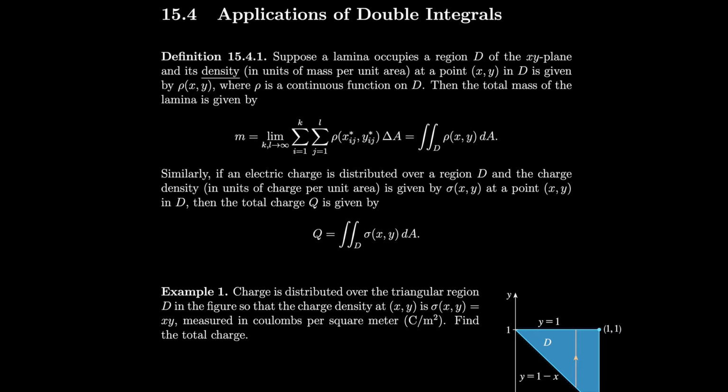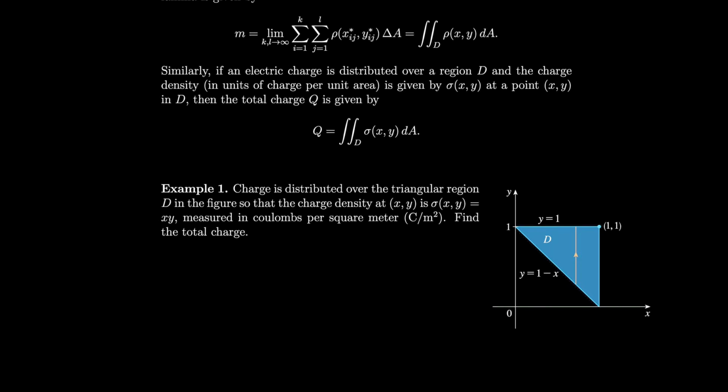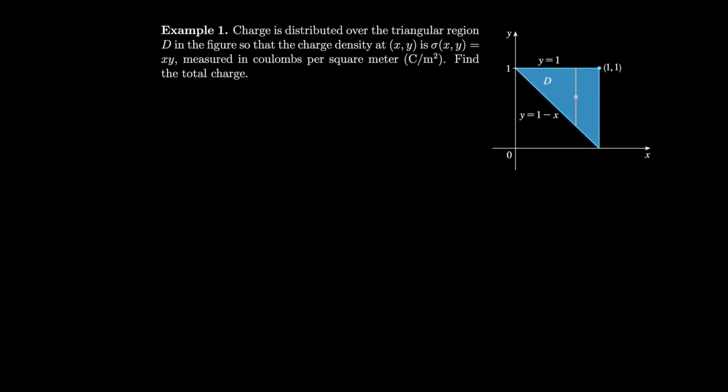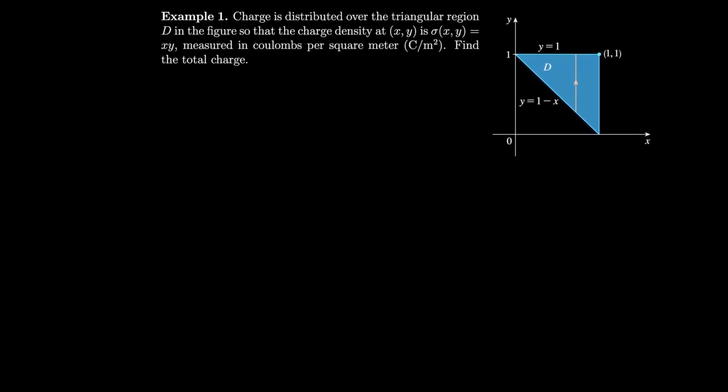Similarly, if an electric charge is distributed over a region D and the charge density, in units of charge per unit area, is given by sigma of x, y, then the total charge is given by the double integral of sigma. So we just use sigma instead of rho for charge. As an example, let's look at when charge is distributed over the triangular region in our figure, so that the charge density sigma of x, y is measured in coulombs per square meter, and it's equal to xy in this case. How about we find the total charge?